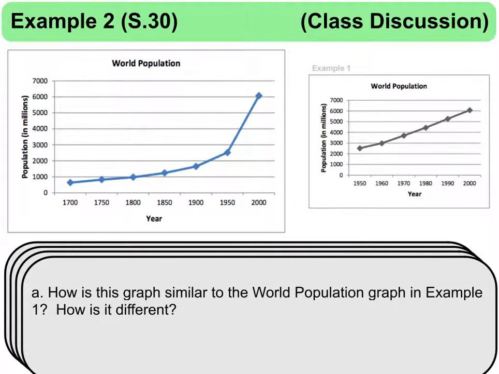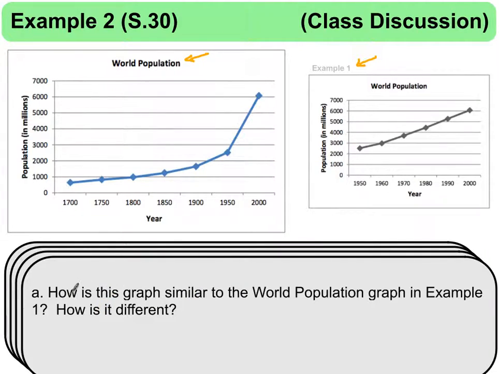So if we continue on and we move to example 2, example 2 is going to borrow from what we talked about in example number 1. So here we have a new graph, or a more refined graph for world population, and that's the graph that's listed right here. Now this one is from example 1. This is the graph that we just looked at from 1950 to 2000. So we again ask the students that same question. How is this graph similar to the world population graph example from example number 1, and then also how is it different?